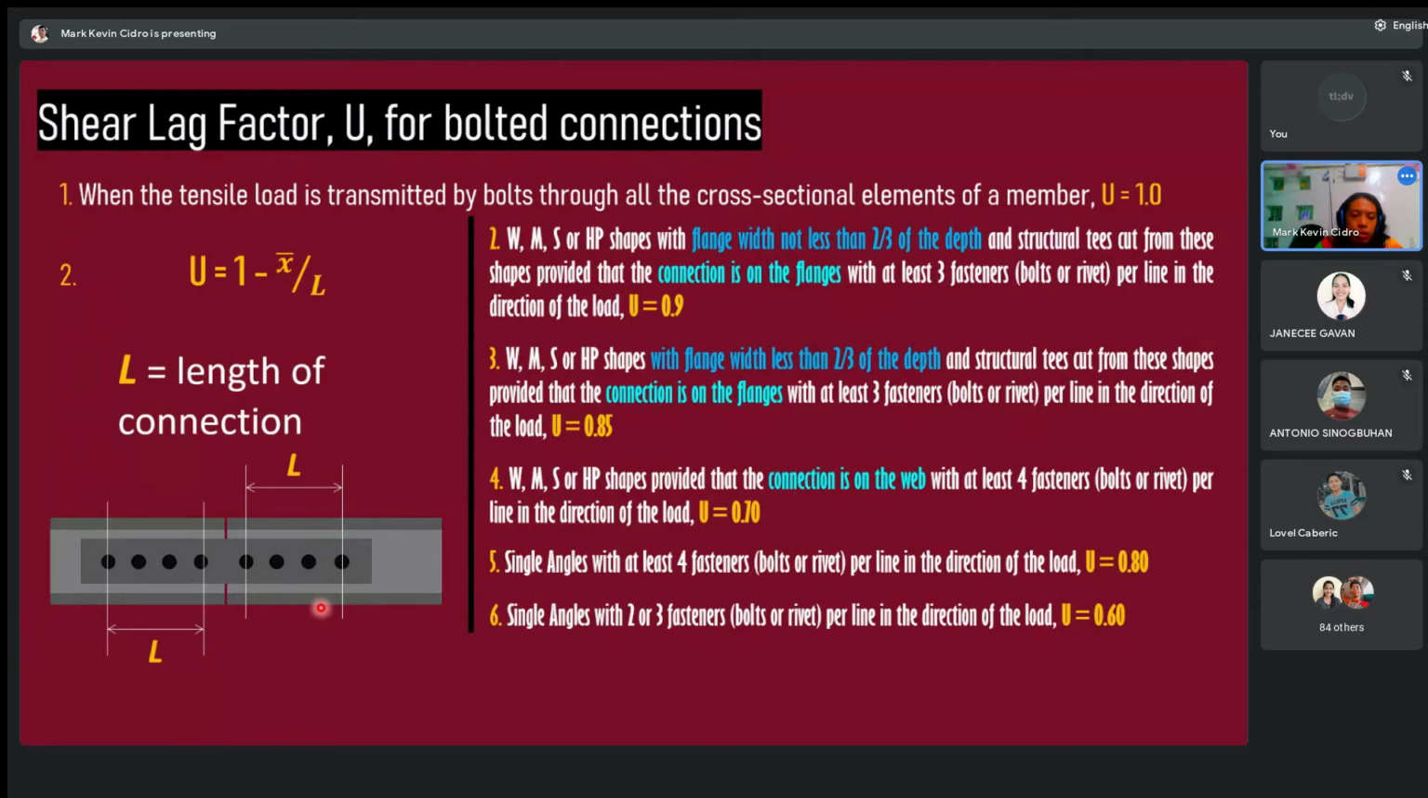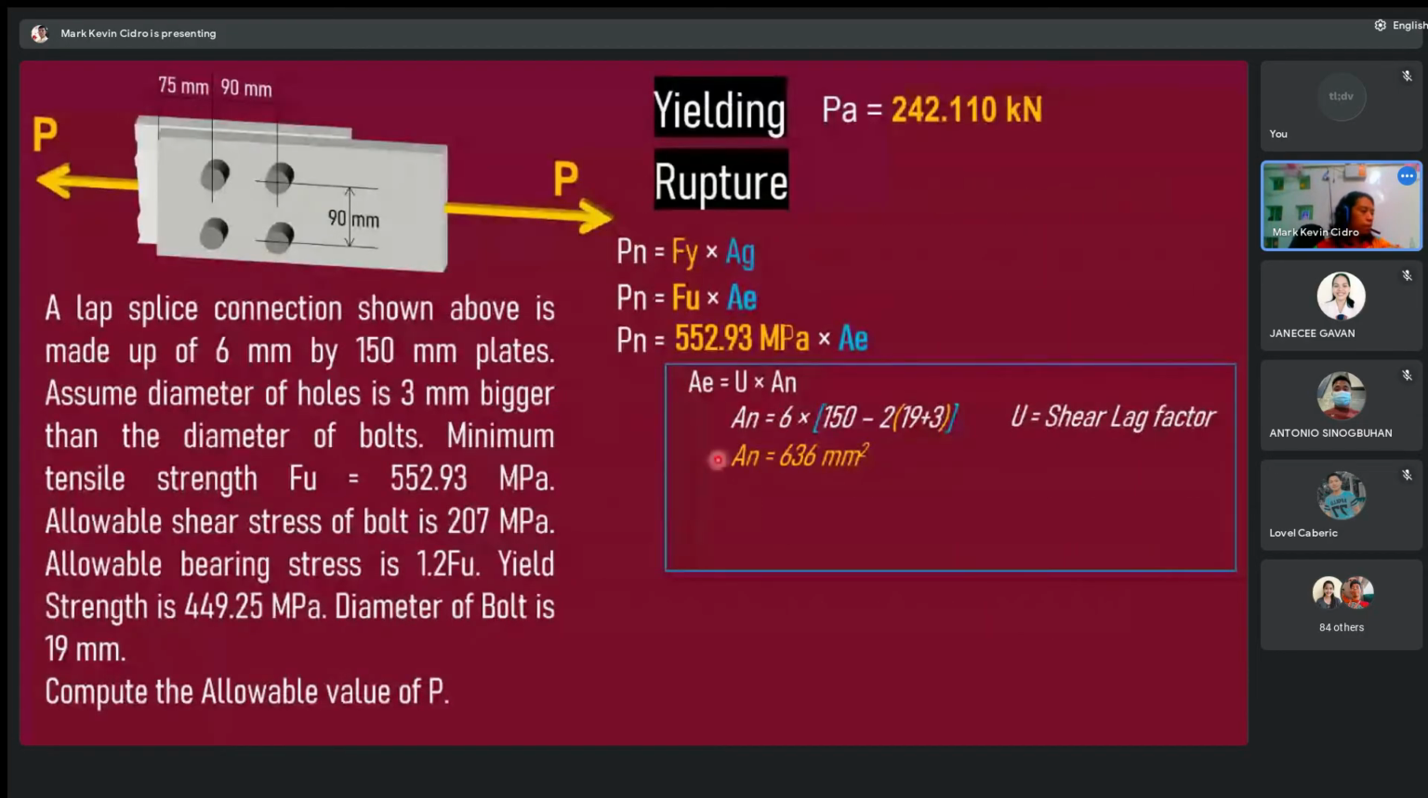Yan, what do you think is the value for you? Go ahead, based on what was explained.